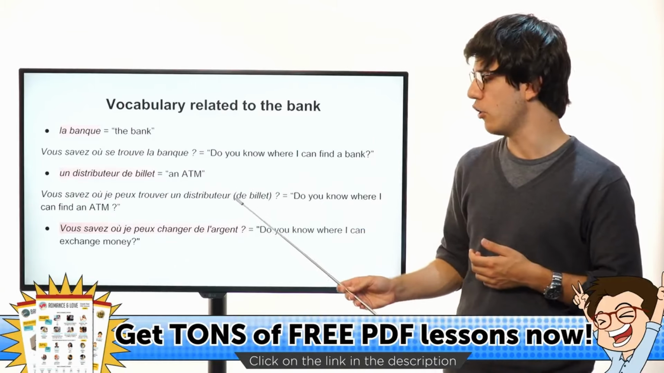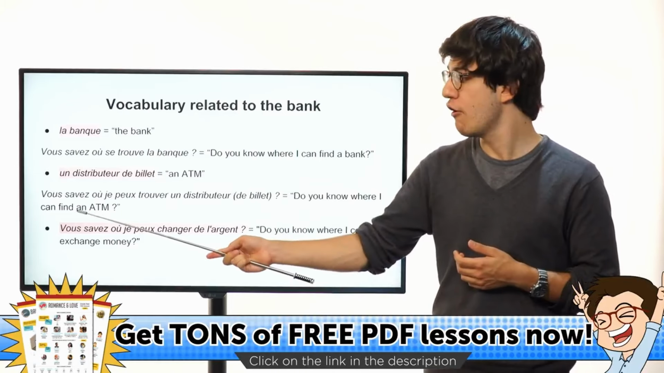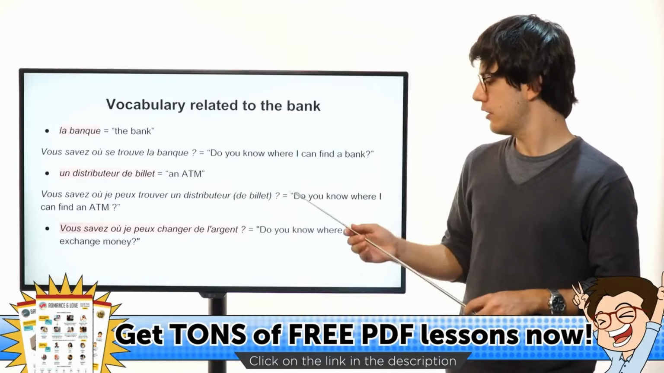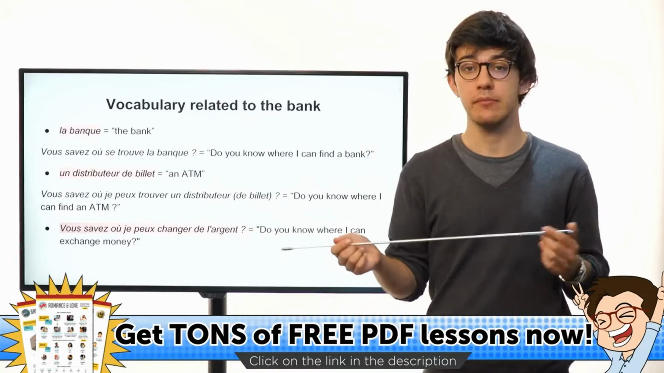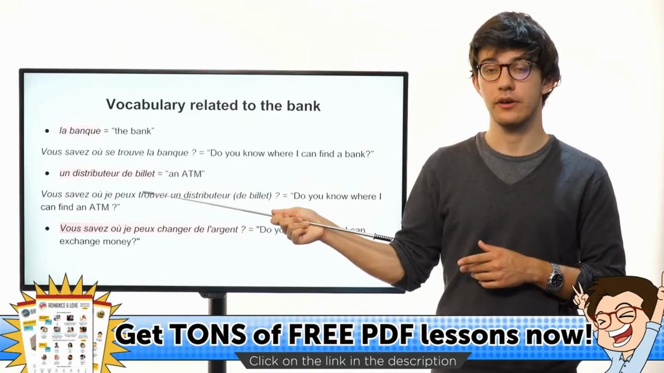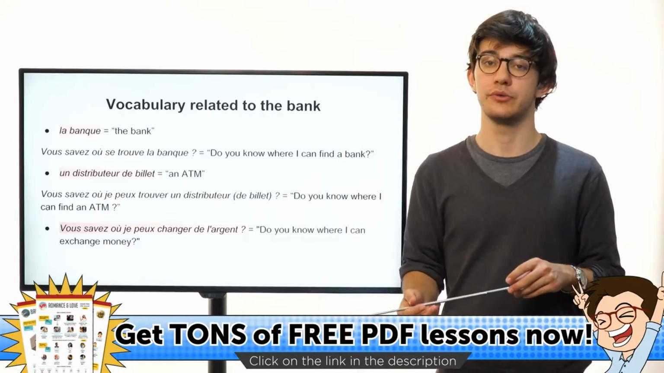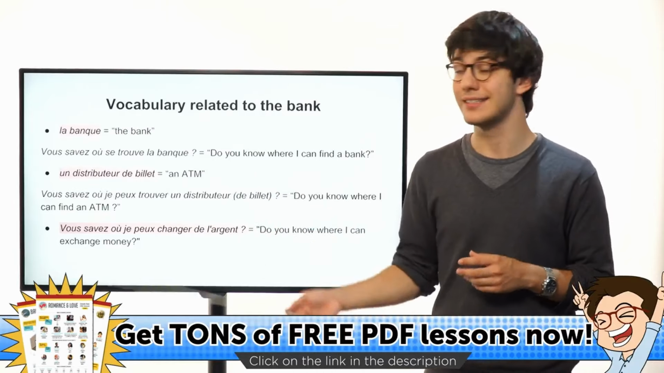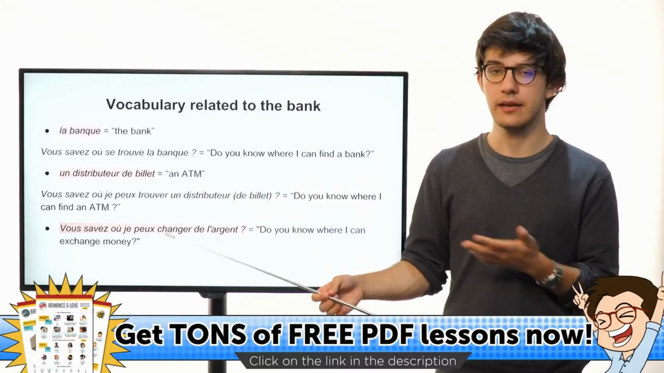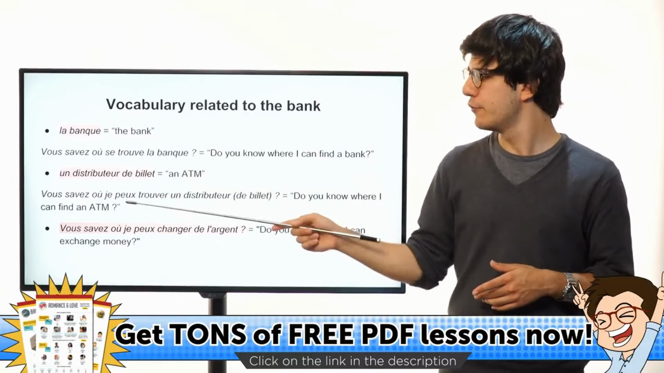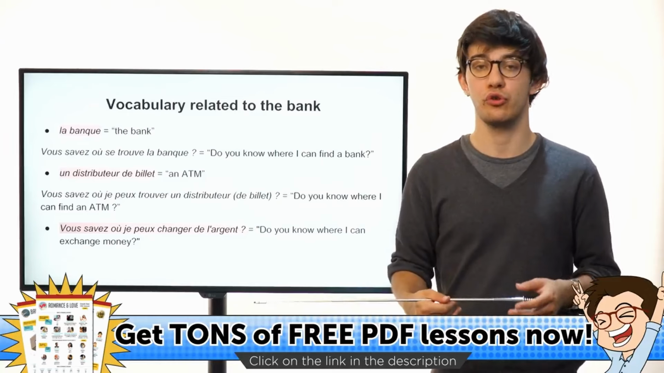Again, you can omit this part. Just say, vous savez où je peux trouver un distributeur? Do you know where I can find an ATM? If you just say distributeur, people will understand that you're talking about un distributeur de billets, or an ATM. So it's totally fine if you omit this part.